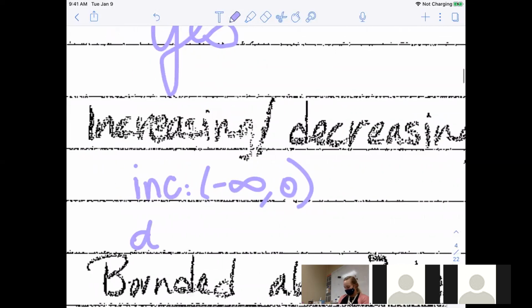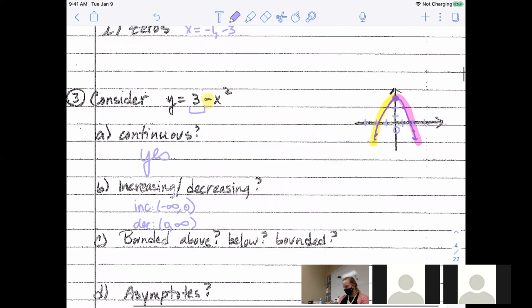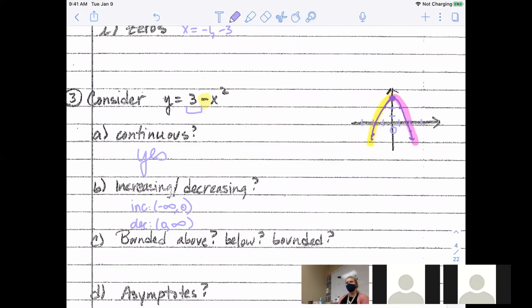Decrease, 0 to positive infinity. Did I say that right the first time? I don't think I did. I think I said negative infinity, didn't I? We're doing x's, so the function is decreasing where x is 0 to positive infinity. I'm sorry. It's already confusing and I just said it wrong, so it's my fault.